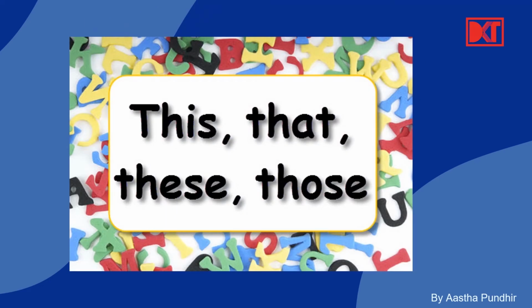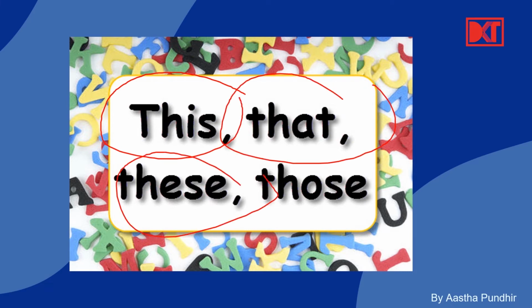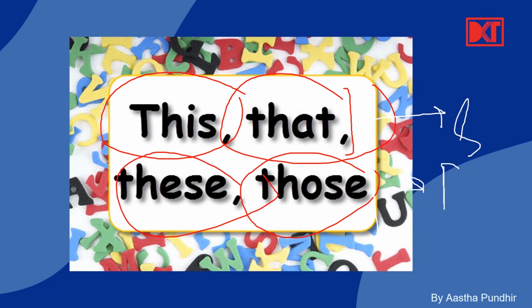So this is the list of demonstrative pronouns. This, that, these, those. This, that, ये दोनों use होते हैं for singular and ये दोनों use होते हैं for plural. और जब पास में हो कुछ, this is this, these are these. So this is used for nearer, and that and those are used for far off.